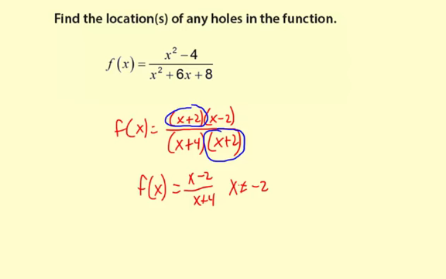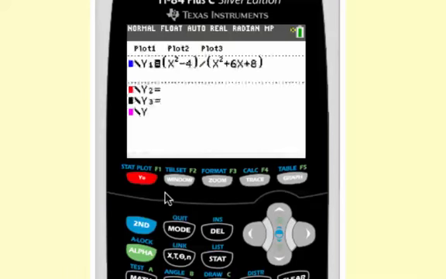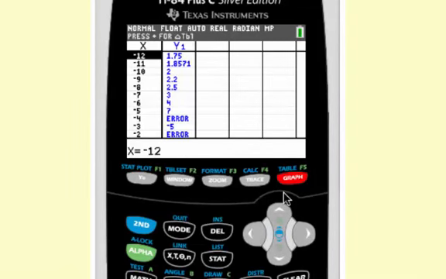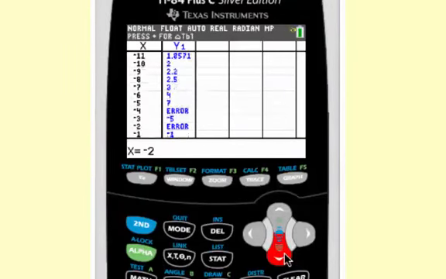And let me get the calculator and see if I can explain that a little further. So here's the first graph. This is the original function, x squared minus 4 divided by x squared plus 6x plus 8. Have a look at the graph. You can see what it looks like. Now let's show the table of values. And you can see right away there are two error or undefined values. There's -4 and -2.